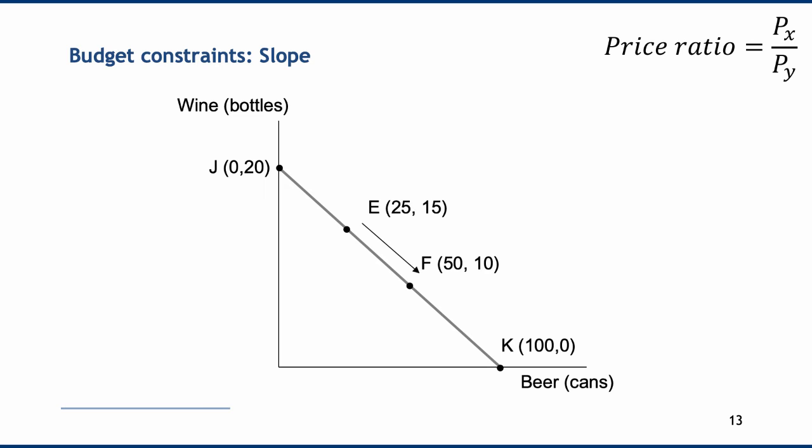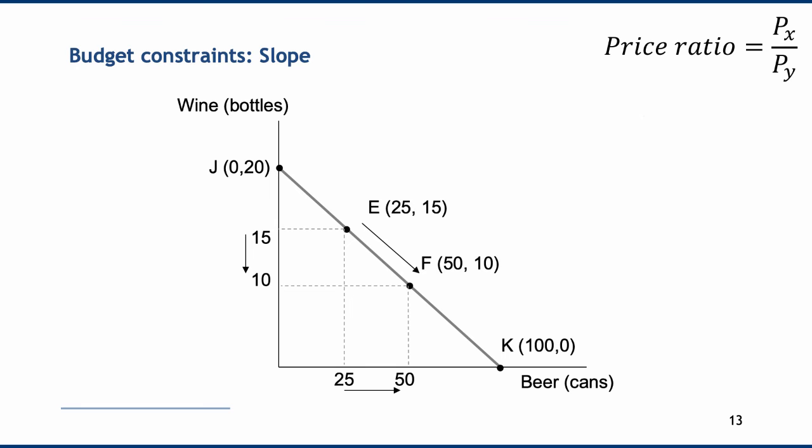As we can see though, as we move from E to F, we're going to be giving up units of wine in exchange for cans of beer. We're going to be losing 5 bottles of wine, but gaining 25 cans of beer. And it should be reasonably obvious that this ratio, therefore, the change as we move along the budget constraint, is simply the price ratio. It's the price of good X divided by the price of good Y.